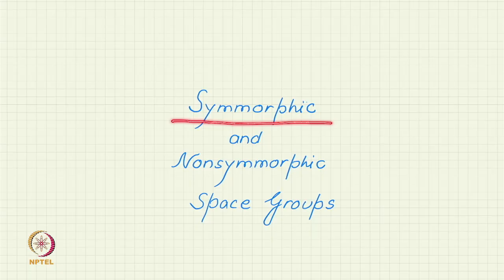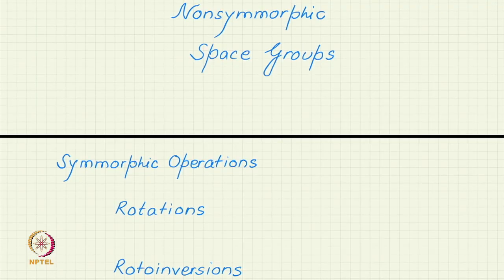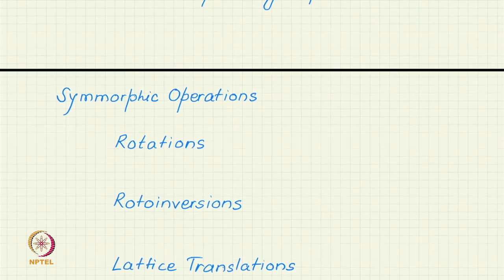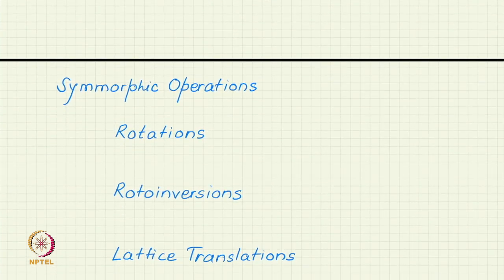An important classification of space groups is in two types called symmorphic and non-symmorphic. So, we will look at this classification in this video. So, we define symmorphic operations. Symmorphic operations are rotations, roto-inversions or lattice translations.